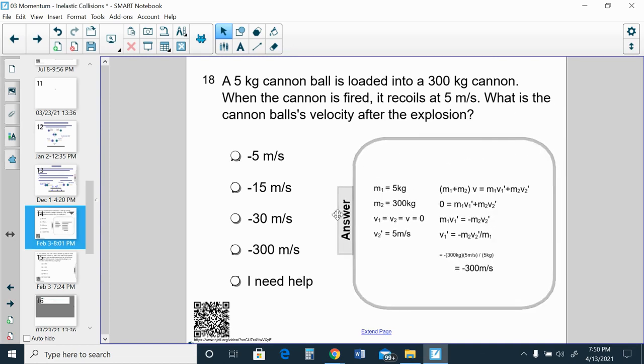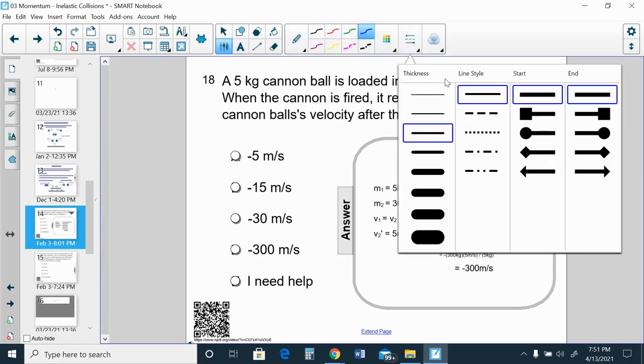Okay, so let's see what the givens are here. We know the masses of object 1 and 2. We know that the velocity of 1 is going to be equal to the velocity of 2. Therefore, we can say the velocity is equal to 0, and that's in the before case. There is no velocity. In the after, we have the velocity of object 2, we'll call that the cannon, since it recoils at 5 meters per second. So our cannon there, that's going to be our object 2 velocity.